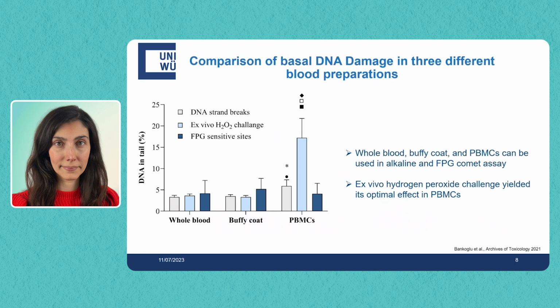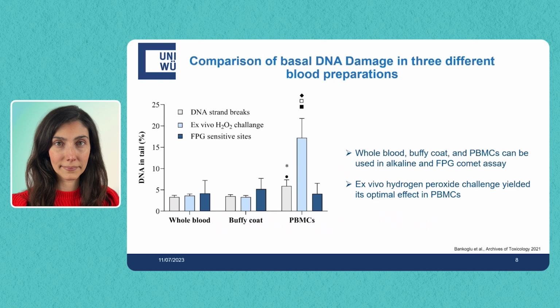We had a comparison from 10 healthy individuals that we measured in these three different blood preparations: basal DNA damage, and FPG-sensitive sites by using the FPG comet assay, as well as an ex vivo H2O2 challenge. That means after embedding the cells in agarose, you can treat them with H2O2 to induce oxidative stress. If the cells have more antioxidant capacity, maybe they react less sensitively to the H2O2 challenge, or more. So then you can see the individual reaction to this challenge. And also maybe it's an indirect measure of the antioxidant capacity of the cells.